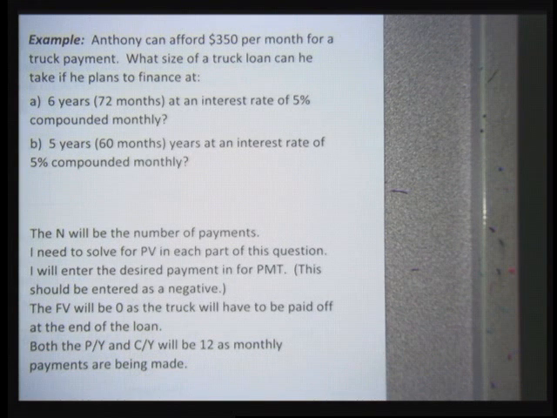Anthony can afford $350 a month for his truck payment. That's not really that impressive of a truck payment. You won't get a lot of truck for that.